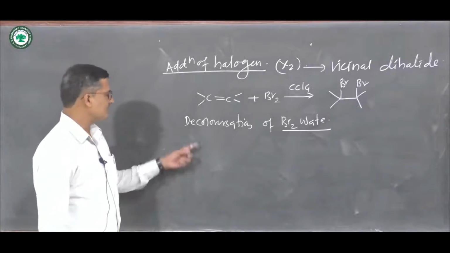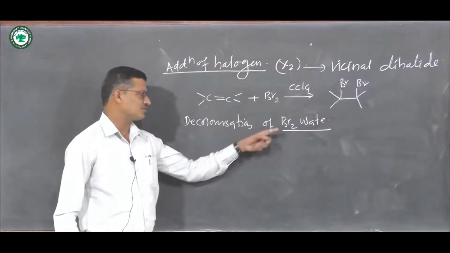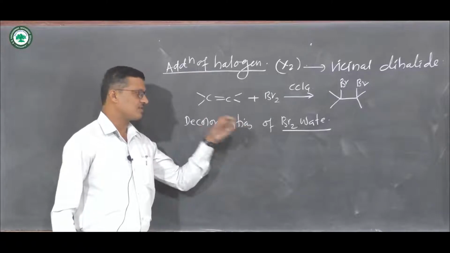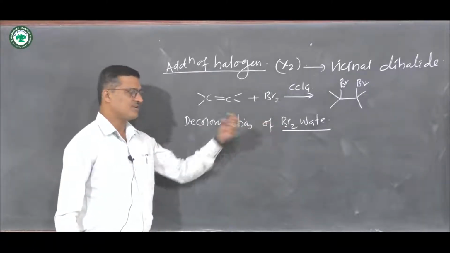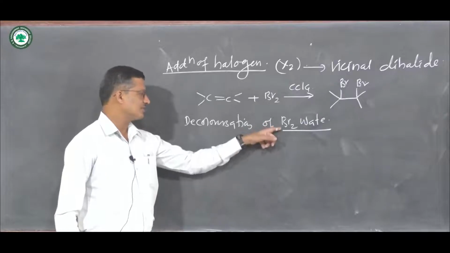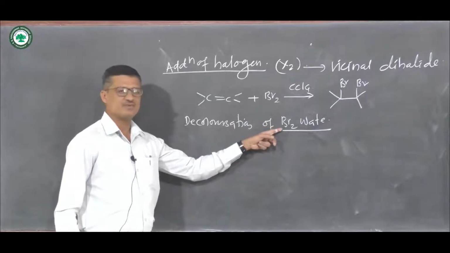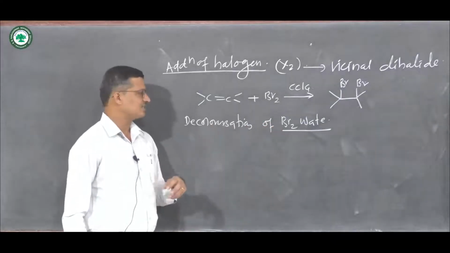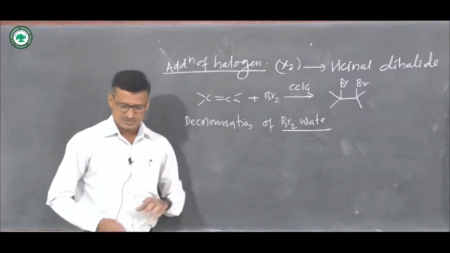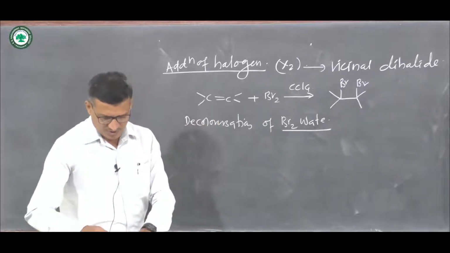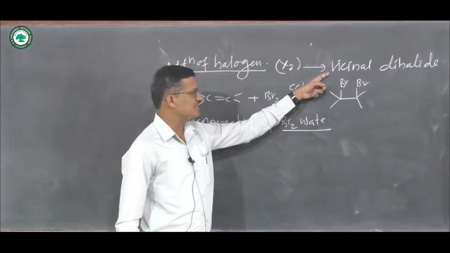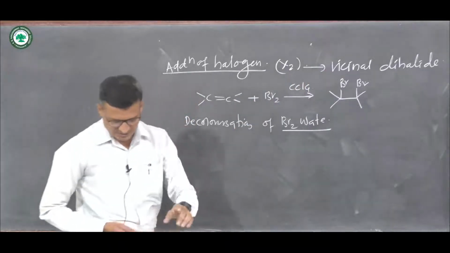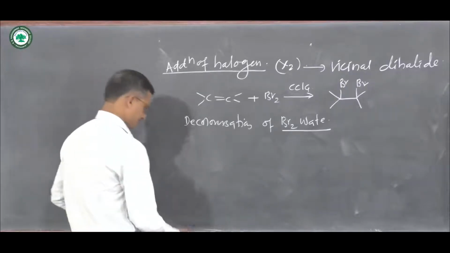You know, in the laboratory, what is the test for Br2 water? It means when your compound is saturated or unsaturated, that's why we take a Br2 water test. And when we take your compound and add the Br2 water, the decolorization of Br2 water takes place, then it is a classical test for unsaturation. Then in this method we synthesize various vicinal dihalides. Then what is the mechanism of this reaction?